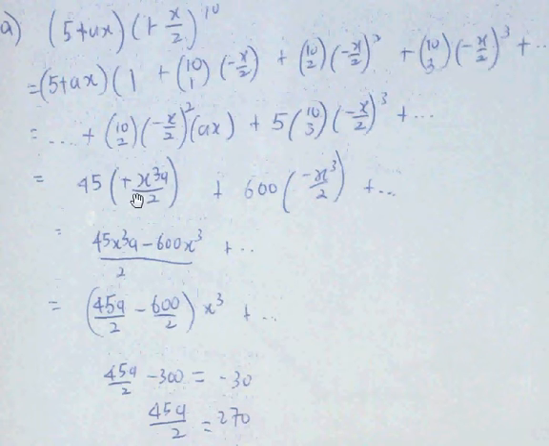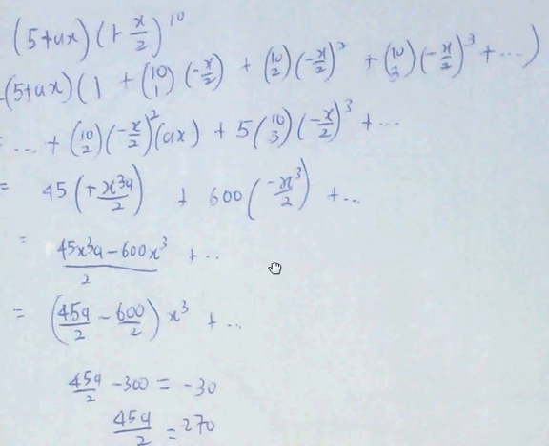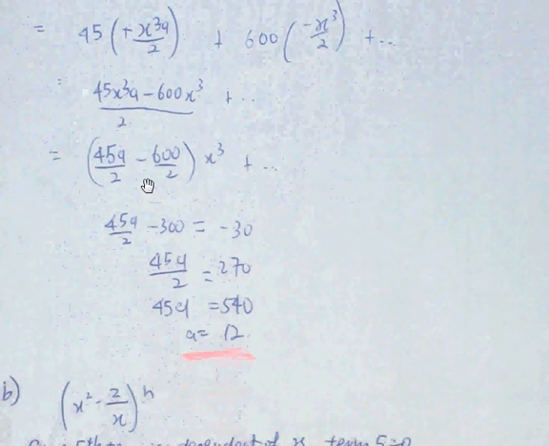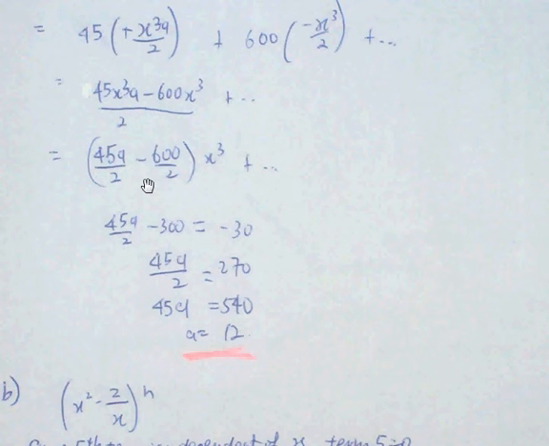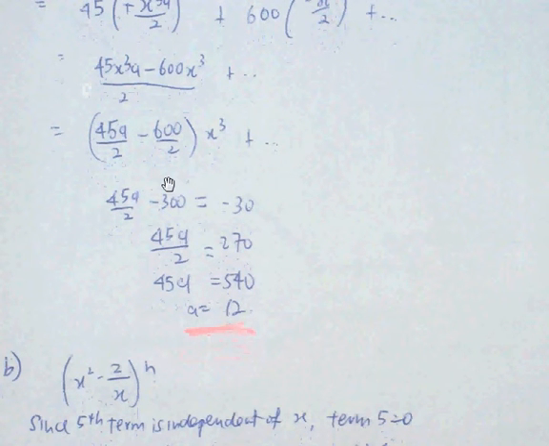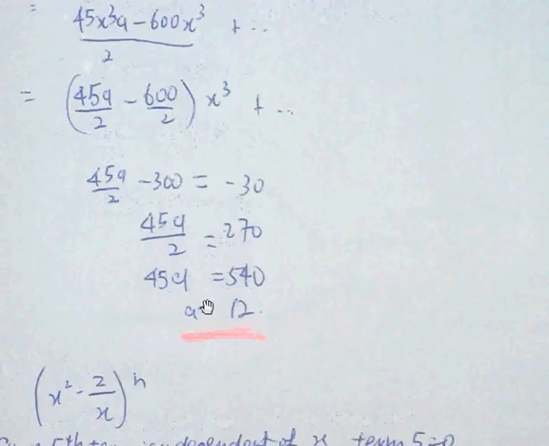plus positive x cubed times a over 2, plus 600 times negative x cubed over 2. So it's actually 45 x cubed a over 2 minus 600 x cubed over 2. And when we factorize, we get 45a over 2 minus 600 over 2. Since it is given that the coefficient of x cubed is negative 30, 45 times a over 2 minus 600 over 2 equals negative 30. So when we simplify, we get 45a over 2 equals 270, 45a equals 540, and a equals 12.